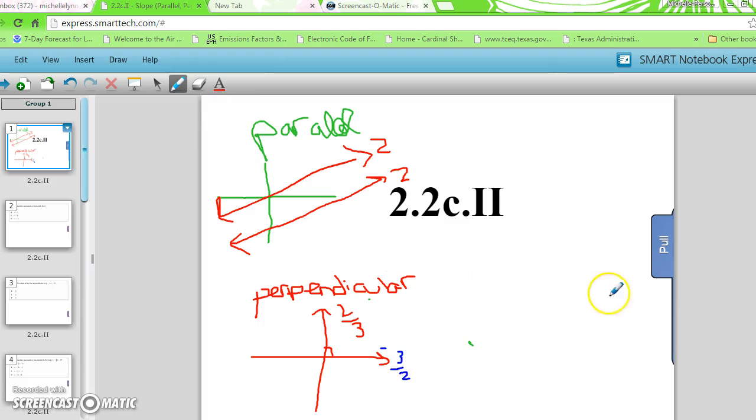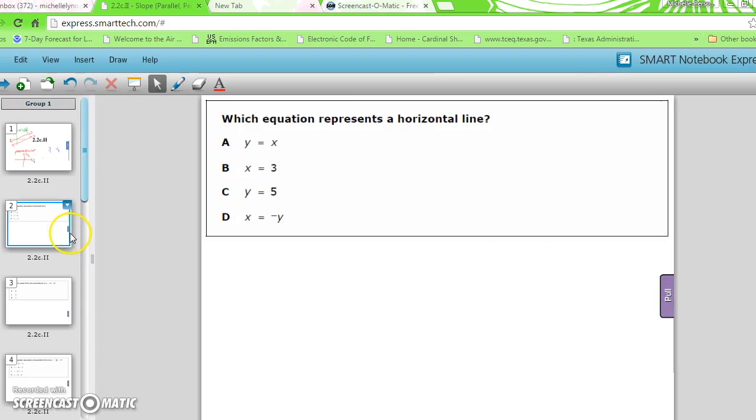Some kids get confused if it's like 2. Remember, whole numbers are over 1, so a line that's perpendicular to a line that has a slope of 2 would be -1/2. We'd flip it over, and we change the sign from positive to negative. Now we can begin.